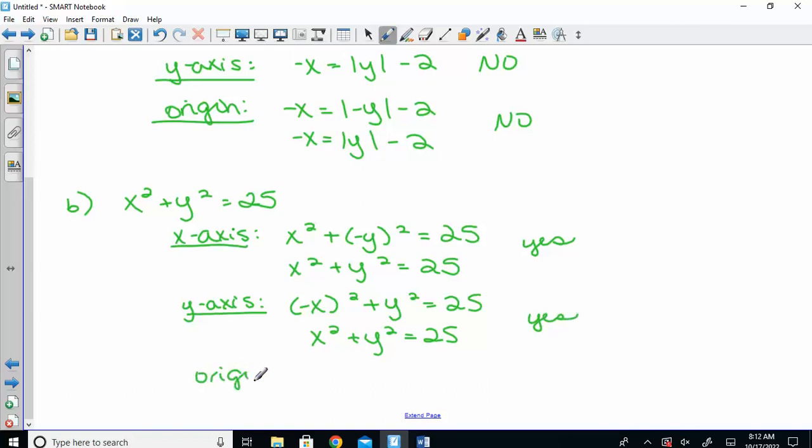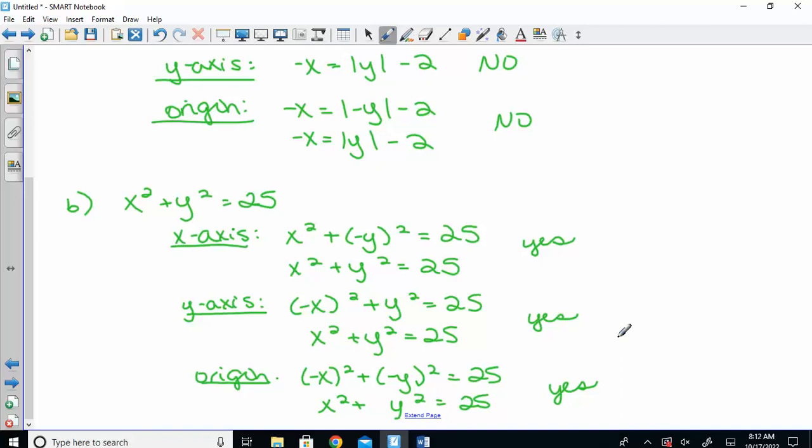How do we check origin? Change both. So both of those, the negatives become positive. And this is an example where it has all 3 types of symmetry.